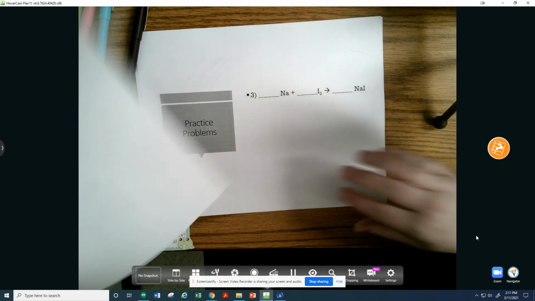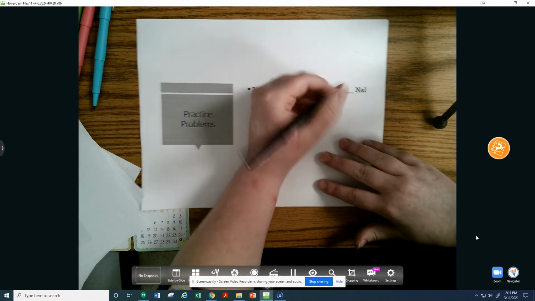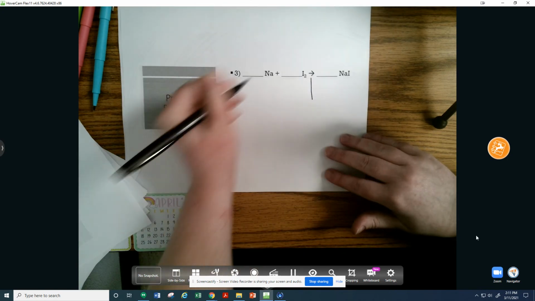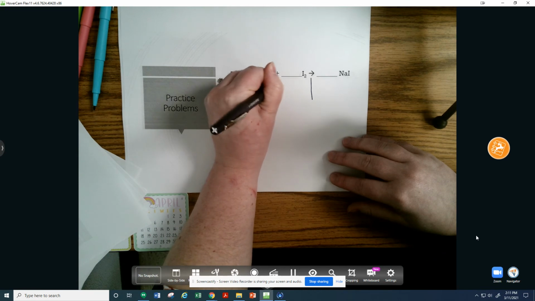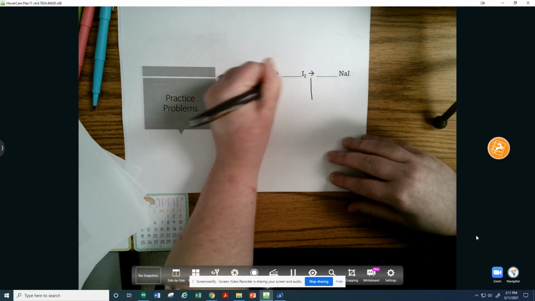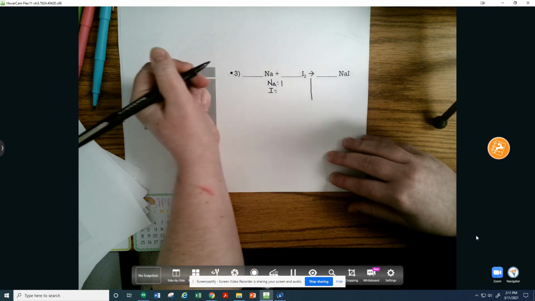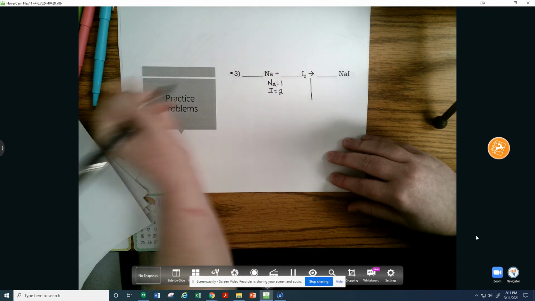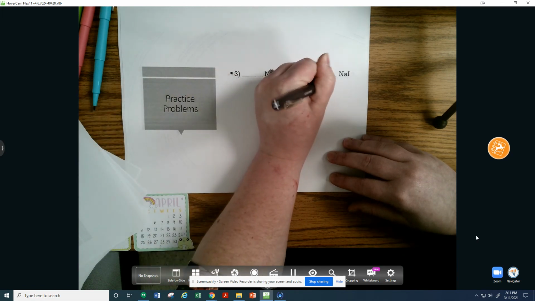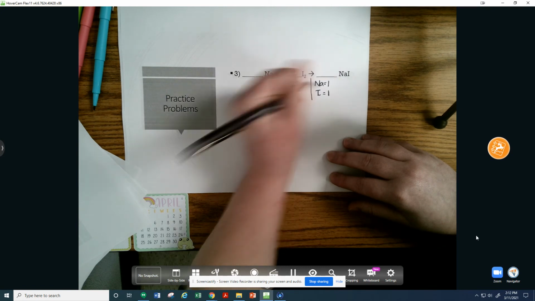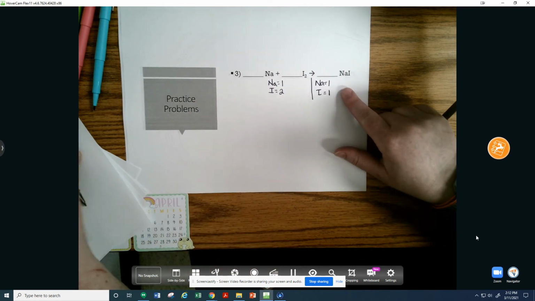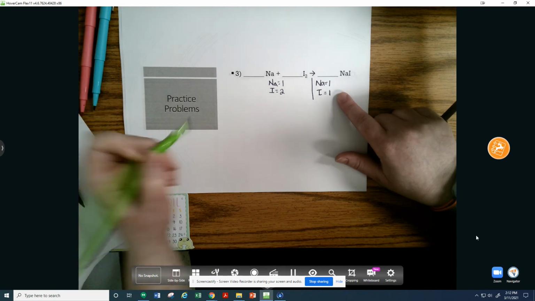Okay, example 3. Same pattern. Divide your reactants from products. Here we don't have oxygen, so order doesn't matter. So I'm just going to list them in the order I find them, sodium and iodine. I have 1 sodium on the reactant side, 2 iodines on the reactant side. 1 sodium on the product side, 1 iodine on the product side. My sodiums are balanced. My iodine are not.